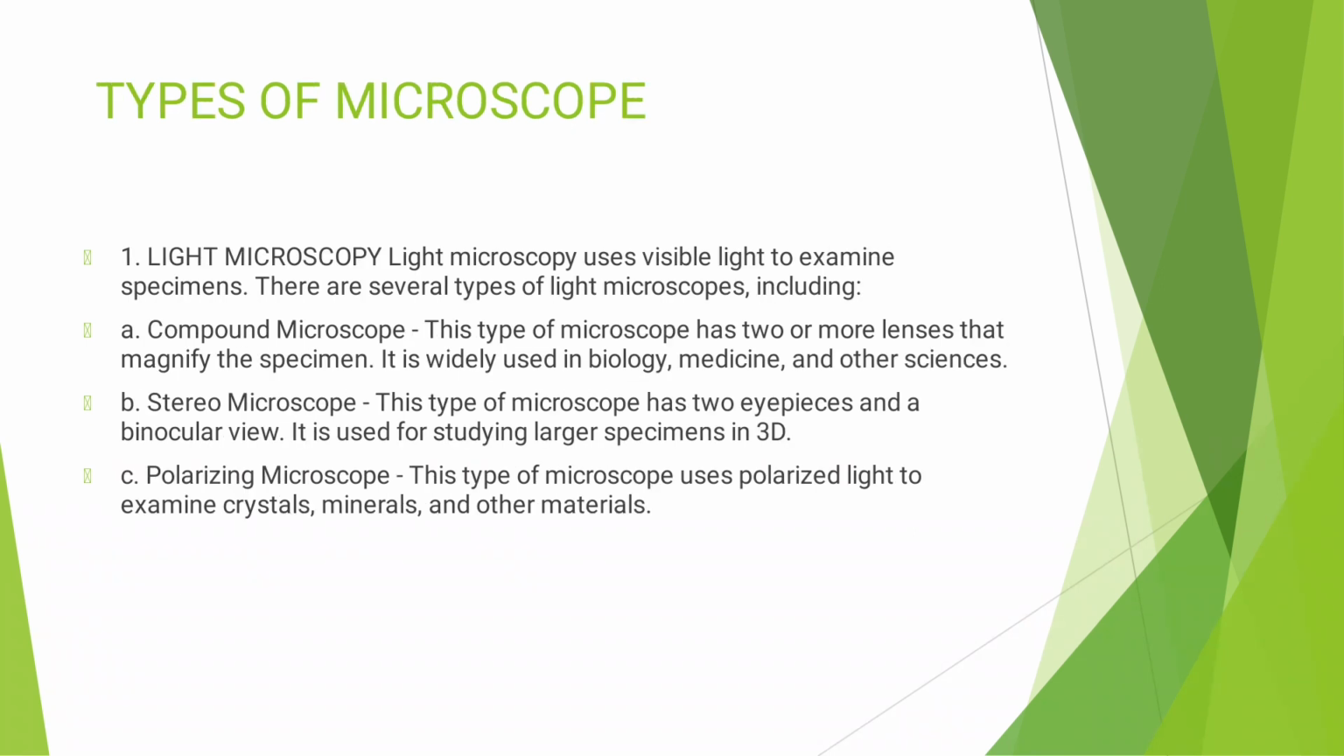The next concept is types of microscope. It includes light microscopy. A light microscope uses visible light for examining specimens. The compound microscope uses two or more lenses to magnify. Then the stereo microscope has two eyepieces and binocular view. It is used for studying larger specimens in 3D. Then the polarizing microscope is for examining crystals, minerals and other materials.